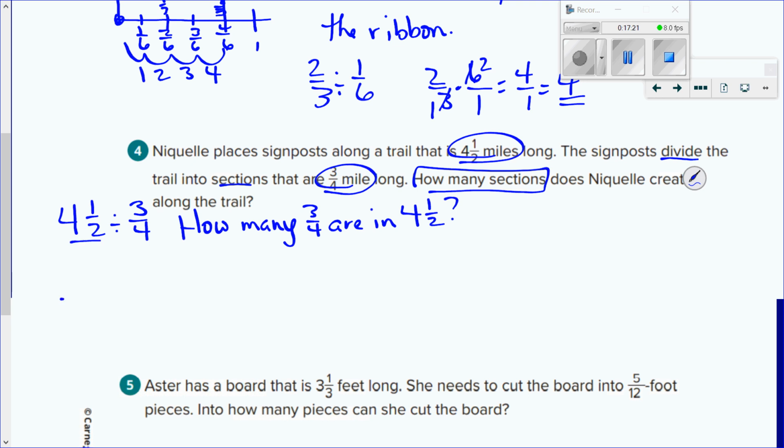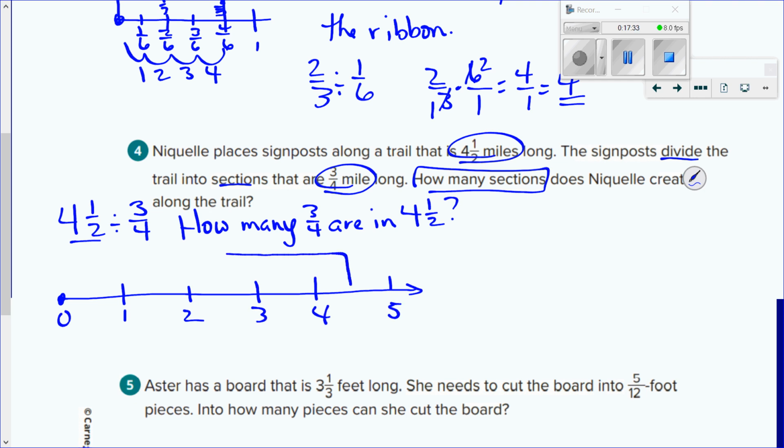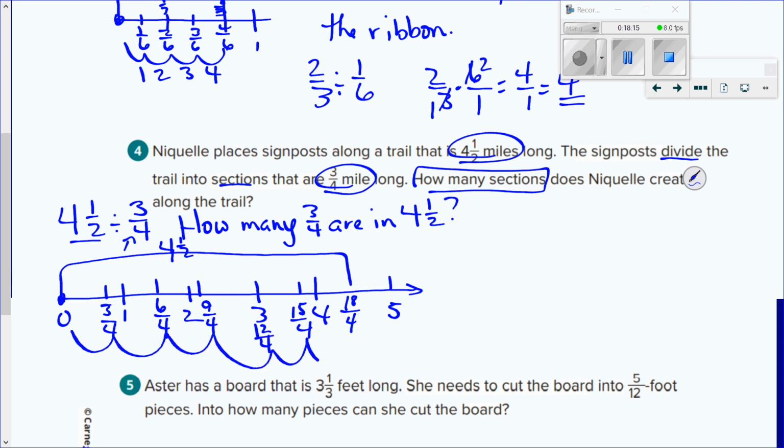All I'm doing, guys, is making my number line now 4.5. So starting at 0, I'm going 1, 2, 3, 4, and halfway there, to 4.5. That is my dividend. How am I dividing it? Into 3/4 sections. So I go 3/4, then 6/4, or 1.5, then 9/4, or 2 1/4, then 12/4, which would be 3, then 15/4, then 18/4, which would be 4.5. So how many did I do? 1, 2, 3, 4, 5, 6. So there are 6 sections.